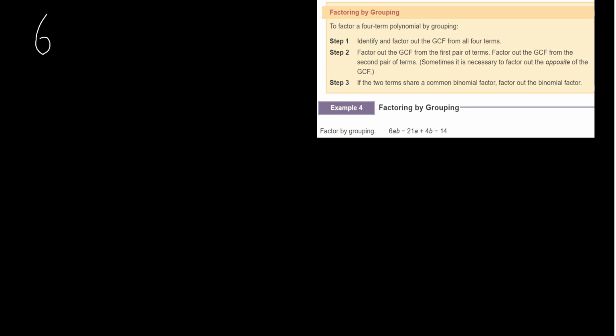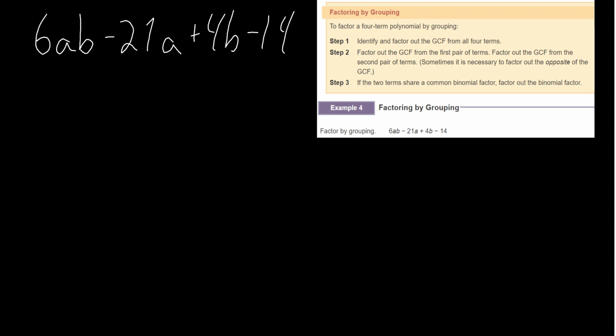6ab minus 21a plus 4b minus 14. So I'm going to split this right down the middle. Factor by grouping means I'm grouping the left side and I'm grouping the right side. So here's what I'm going to do.